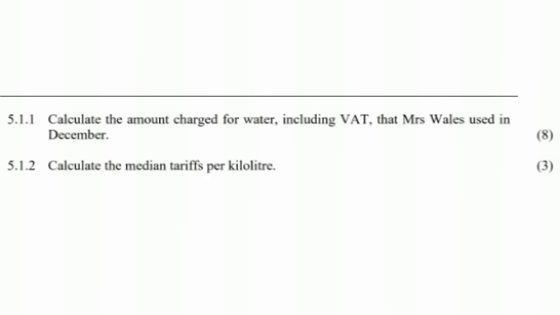5.1.1 wants you to calculate the amount charged for water including VAT that Mrs. Wales used in December. So this is a VAT and tariff system question, which is in the topic of finances. 5.1.2 says calculate the median tariff per kiloliter. So this one mixes the finance question with data handling.